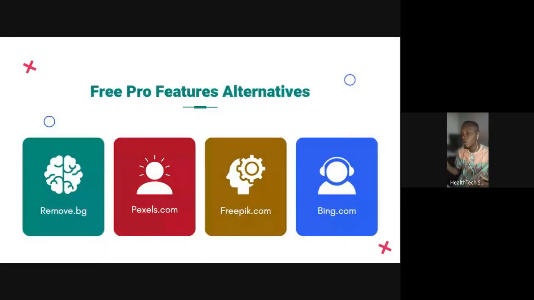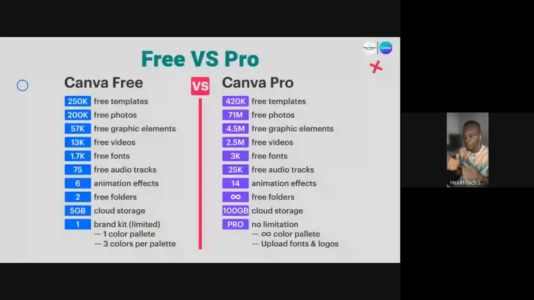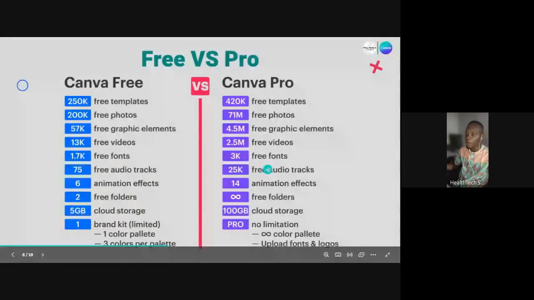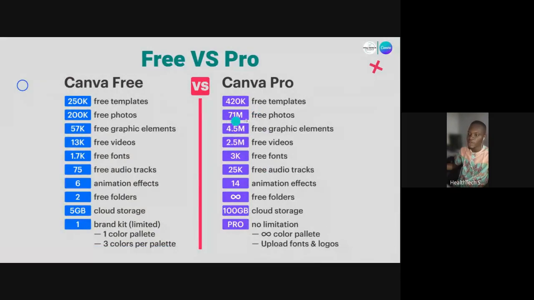Now, some of the features that Canva Pro has that the free one doesn't really have, right? You can see here, you only get access to about 200,000, that's 200K free photos, 13K free videos, 1.7K free fonts, and it's not so much, right? Compared to the Pro, where you get like 71 million photos and 4.5 million graphic elements and all of these things.